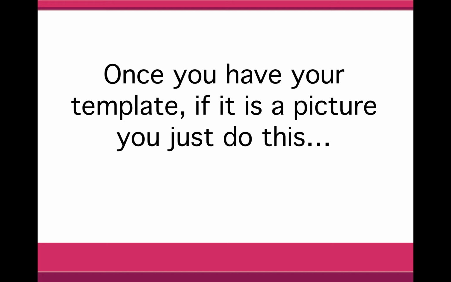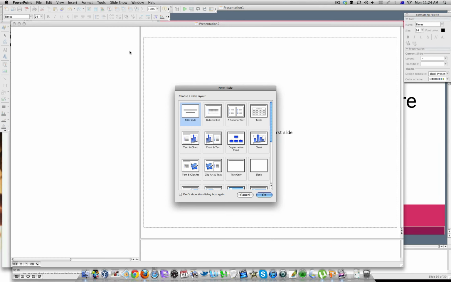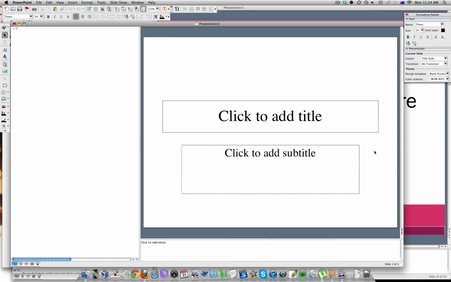So once you have your template, if it's a picture, then you just do this. Let me show you exactly what to do, and I'll show you some of the standard templates that are in PowerPoint as well. Just in PowerPoint, open up a new presentation and then click OK. So now you've just got a blank white screen. If you want, you can use this as well, that's not a problem.